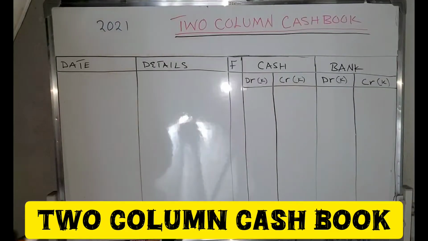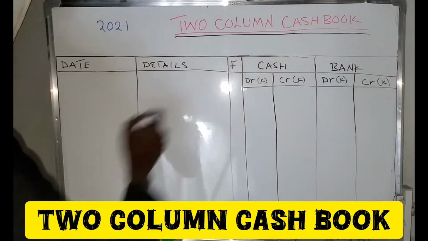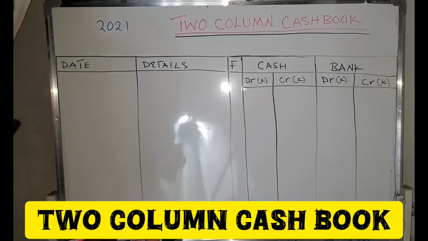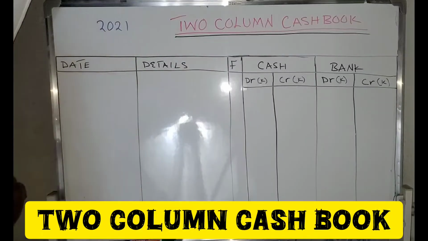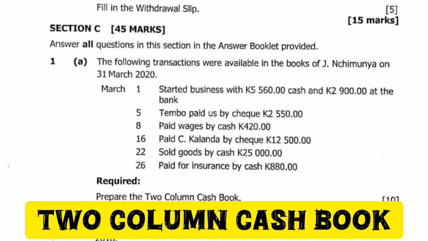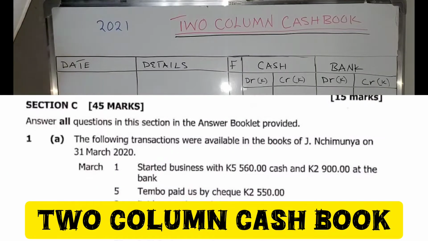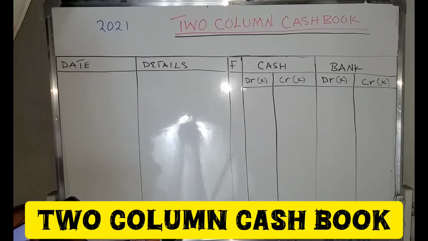So in this video, we're going to answer a two-column cash book question, and this question comes from 2021. The question reads: the following transactions were available in the books of J. Nchimunia on 31st March 2020. And these transactions were as follows: March 1, March 5th, then 8 up to 26. Those were the transactions. Then we are required to prepare the two-column cash book, 10 marks.